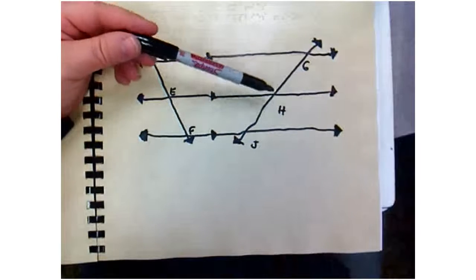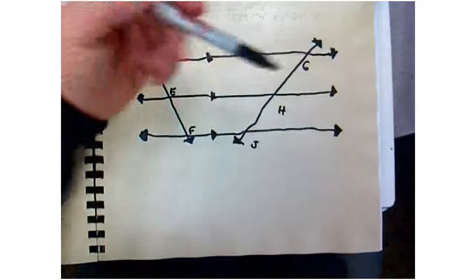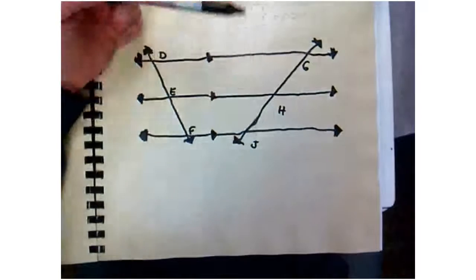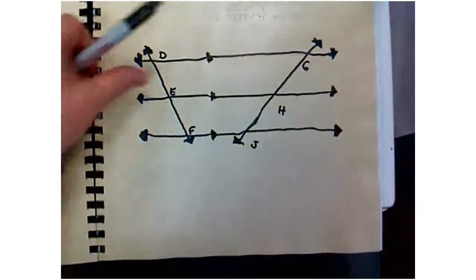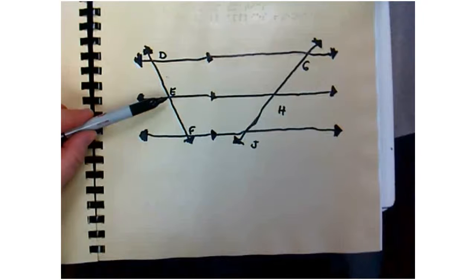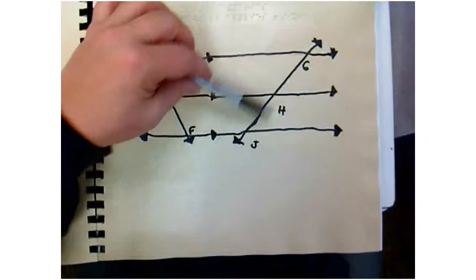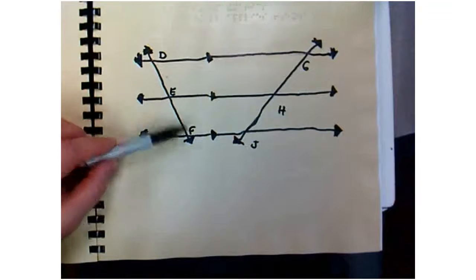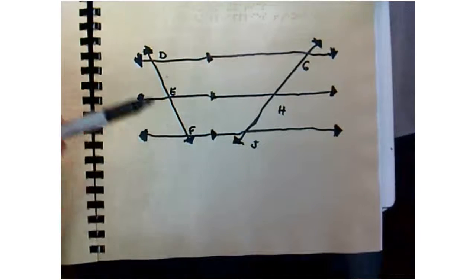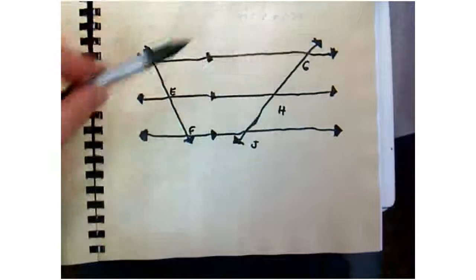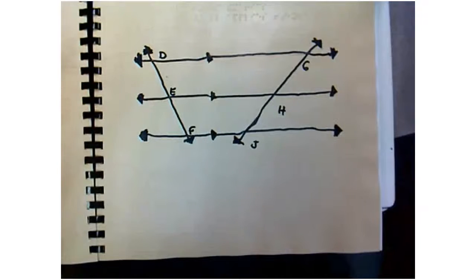HJ, so find HJ on the right. HJ is to GJ, so the bottom one, HJ, is to the big one, GJ, as... no, EF. Start with the bottom. If you had HJ on the right at the bottom, you've got to start with the bottom on the left. EF. EF is to DF. Good. HJ is to GJ as EF is to DF. Okay? Good job.